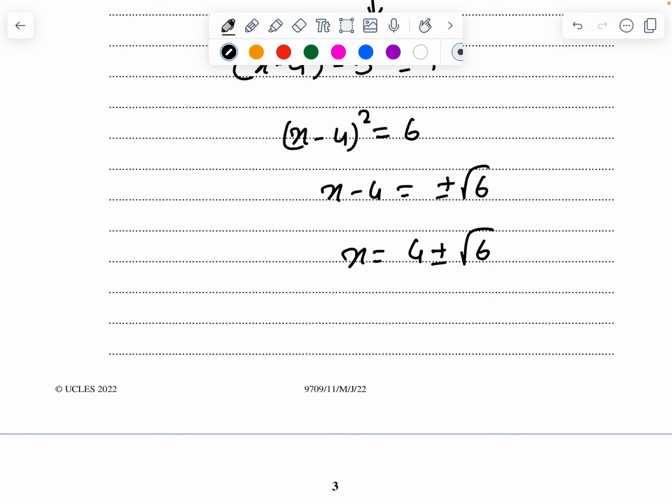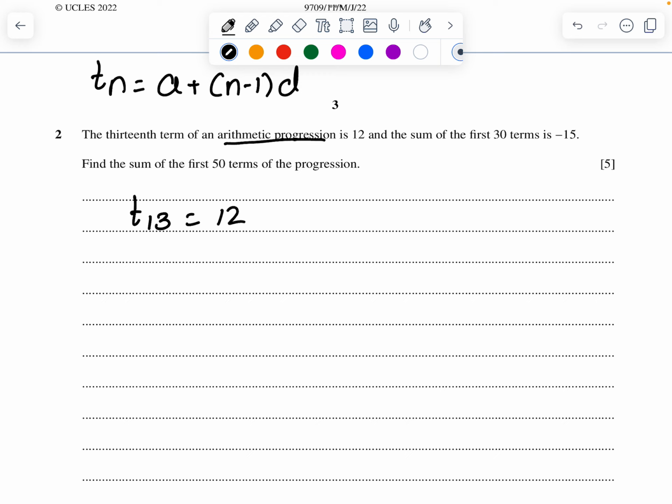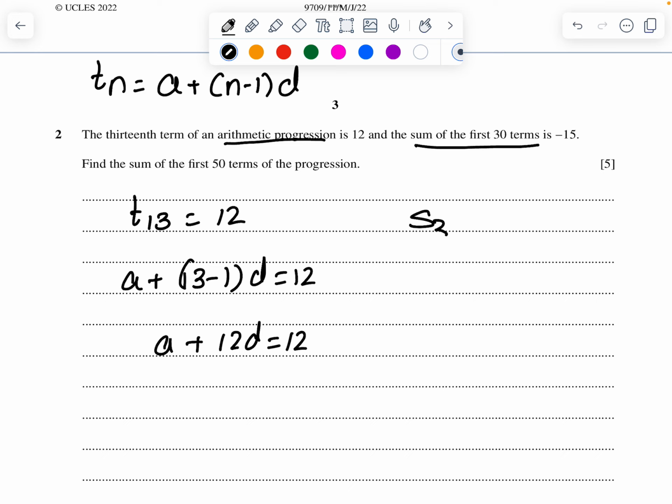Next, question number 2. The 13th term of an arithmetic progression. Whenever it is an arithmetic progression, Tn equals a plus (n minus 1) times d. So the 13th term is 12. So a plus (13 minus 1) times d equals 12. So a plus 12d equals 12. This is one equation. The sum to 30 terms, S30, equals negative 15.